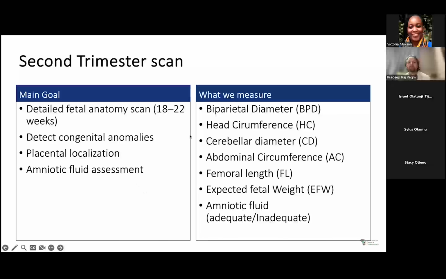So to determine fetal growth and fetal anatomy anomalies, what we usually measure are biparietal diameter, head circumference, cerebellar diameter, abdominal circumference, femoral length, and after we measure these four things, it comes to expected fetal weight, which is EFW. Amniotic fluid we measure in the 4 quadrants or in the maximum vertical pocket as well. So I will show this one by one.